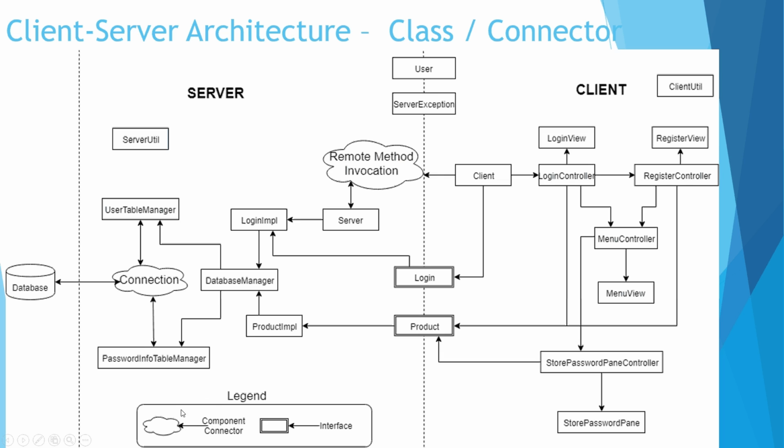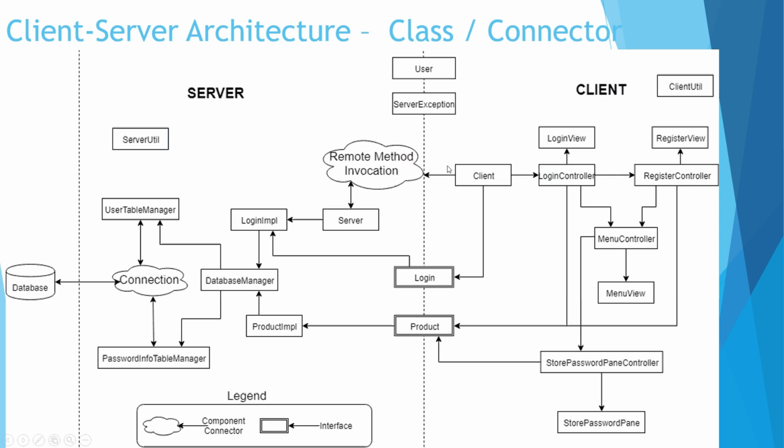Forgot to mention the legend here. You can see the cloud things, which are these two things, are the component connectors. And then if you look at these double rectangles here, these are actually the interfaces, and I tried to show those. So we have a login interface and a product interface. But in this middle section here, I tried to put the classes that are shared between server and client. So these are the classes that are shared between them. So server has access to the user class and also client. Same with server exception, and these login and product interfaces.